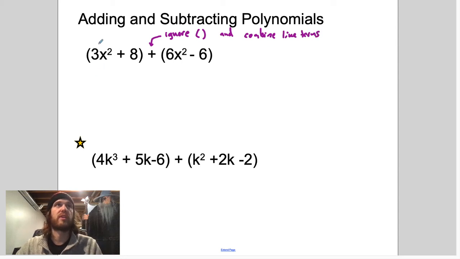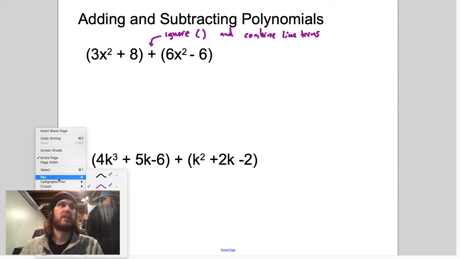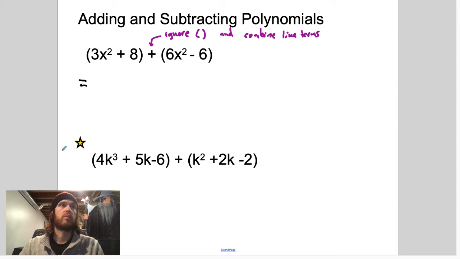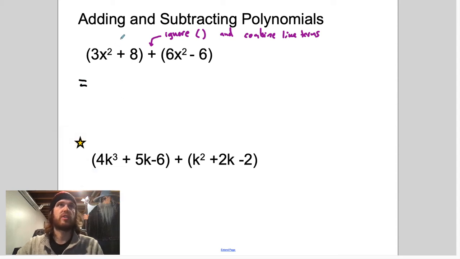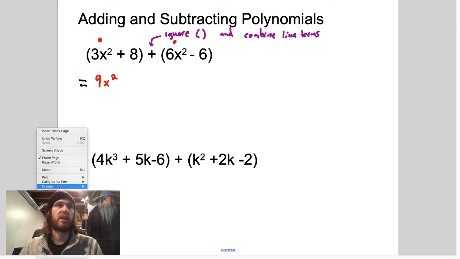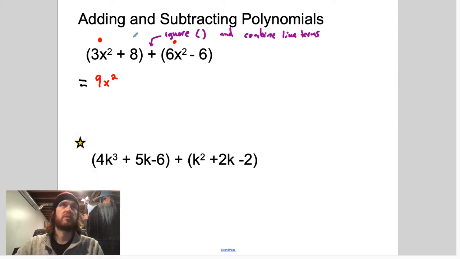So let's go through and find our like terms. Firstly, in this problem, we'll start with the highest degree terms that are present. So this is degree 2, degree 0, degree 2, degree 0. So we'll do the degree 2 ones first. 3x squared plus 6x squared gives us 9x squared. Now we go down the line, degree 2, degree 1. Is there any degree 1? Nope. The next one is degree 0.